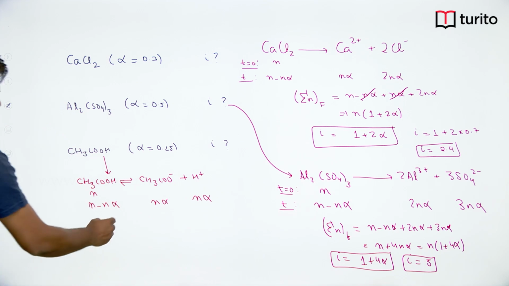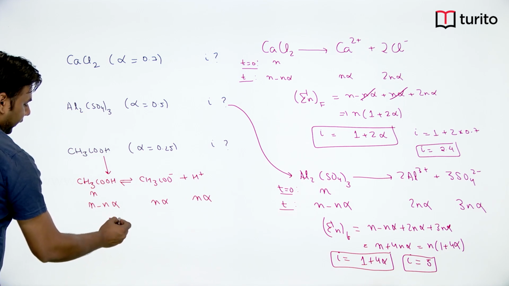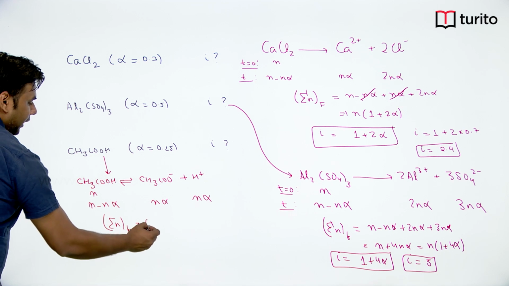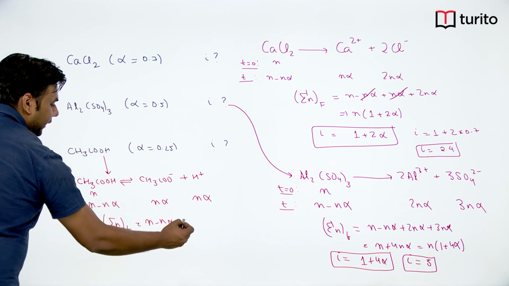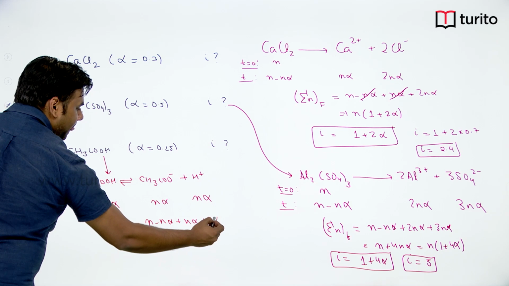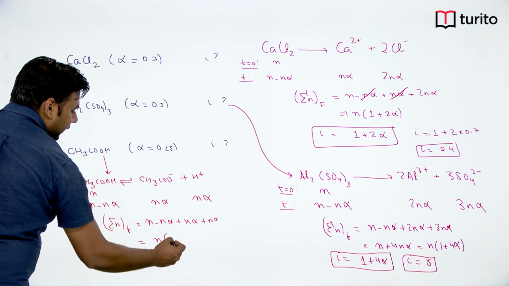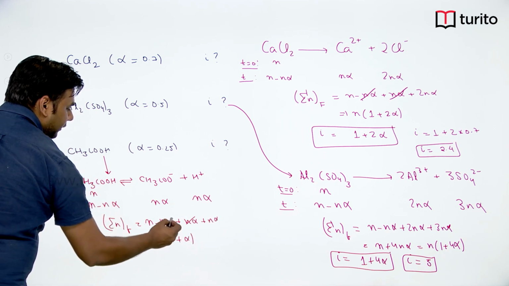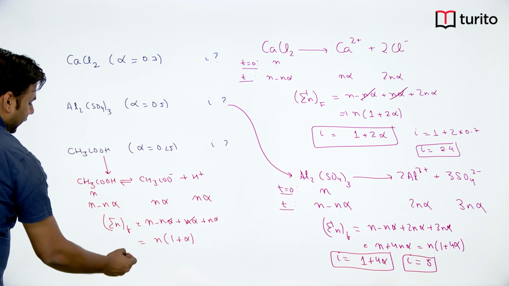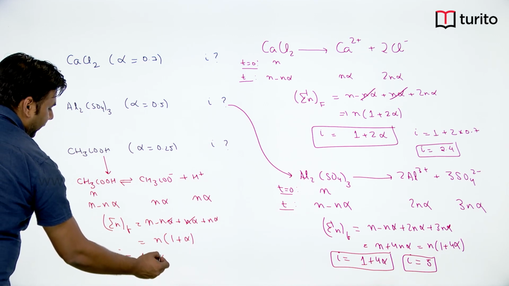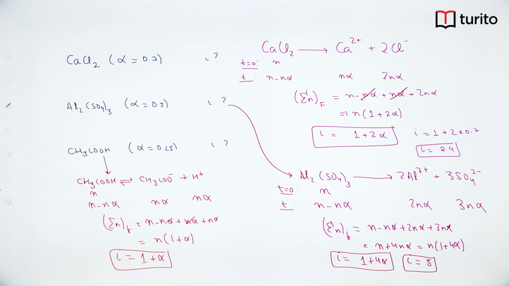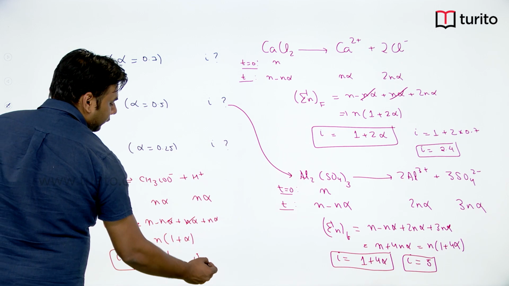So the total number of particles finally would be n minus n alpha plus n alpha plus n alpha. Taking n as common, this would be n into (1 plus alpha). So the Van't Hoff factor would be the total number of particles finally divided by initially. Initially we assume it to be n, so i will be 1 plus alpha. We put the value of alpha, and we get the value of i as 1.25.